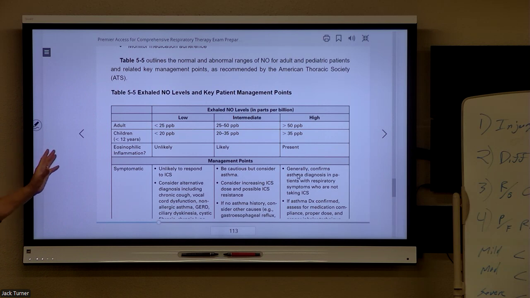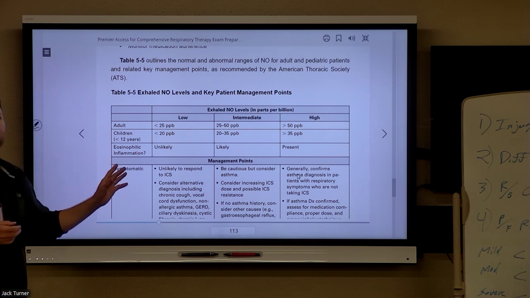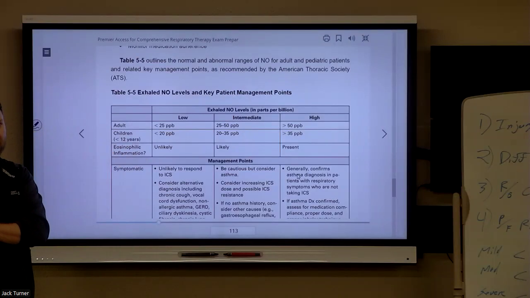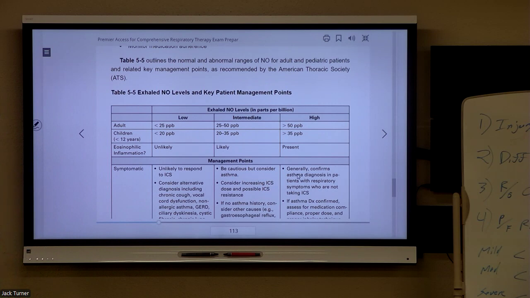Which is the opposite of COPD, right? COPD, you would do steroids kind of more last. Asthma, do steroids first. It's really effective for them, and just double it. And if that doesn't work, then add in your long-acting beta agonist.